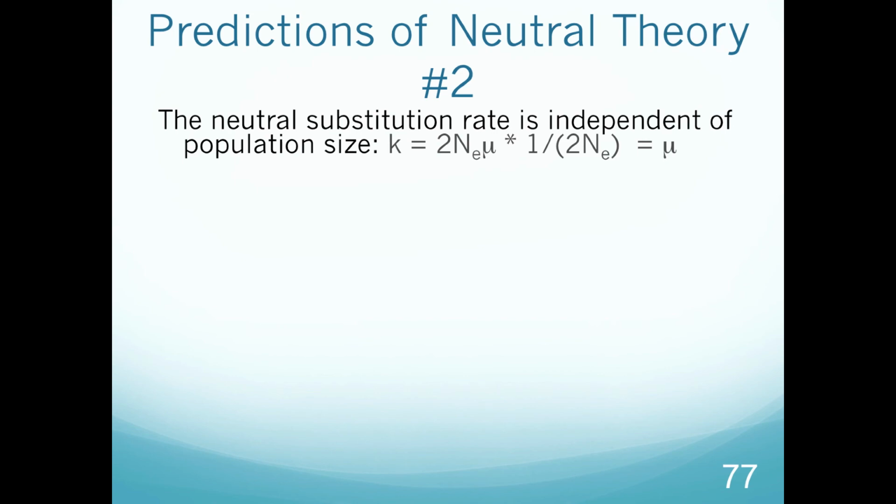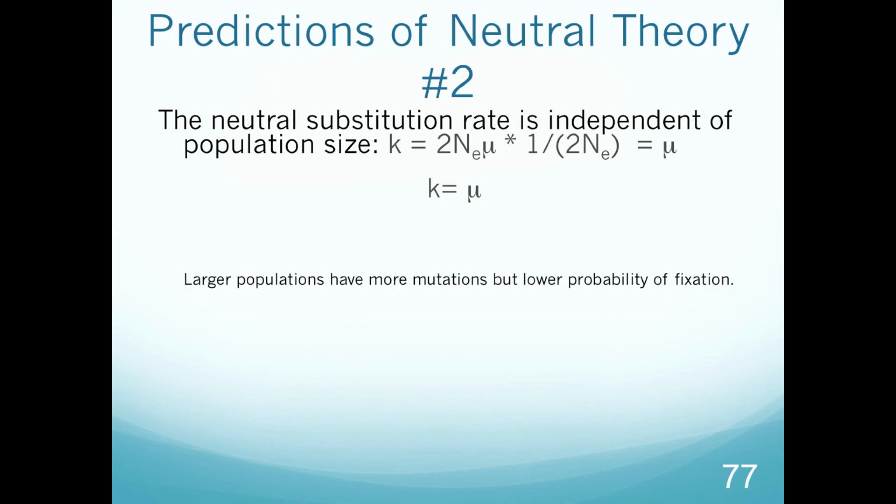The second prediction of neutral theory is that the substitution rate is equal to the mutation rate and that this is independent of population size. And this is a truly amazing result. This means that larger populations will have a higher population mutation rate, but they'll also have a lower probability of fixation. Smaller populations will have a small effective population size, which will mean fewer mutations, but they will also have a higher probability of fixation.